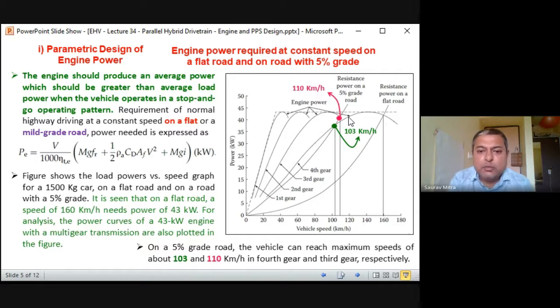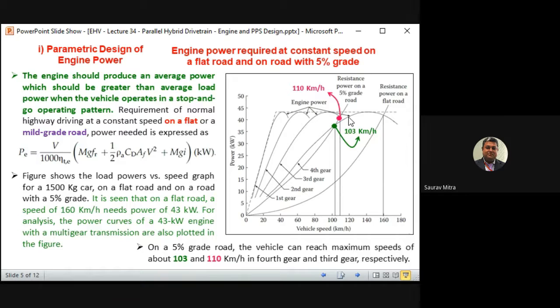This is 110 kilometers per hour. So what is the conclusion? The conclusion is that at gradability, we are finding the lower gear produces higher speed. I'll repeat, for gradability, that means whenever the vehicle is on a grade or slope, in that case, the lower gear produces a higher speed. Okay, because lower gear is actually able to produce more power. Power is a wrong word, more torque, and in that case, speed is also higher.